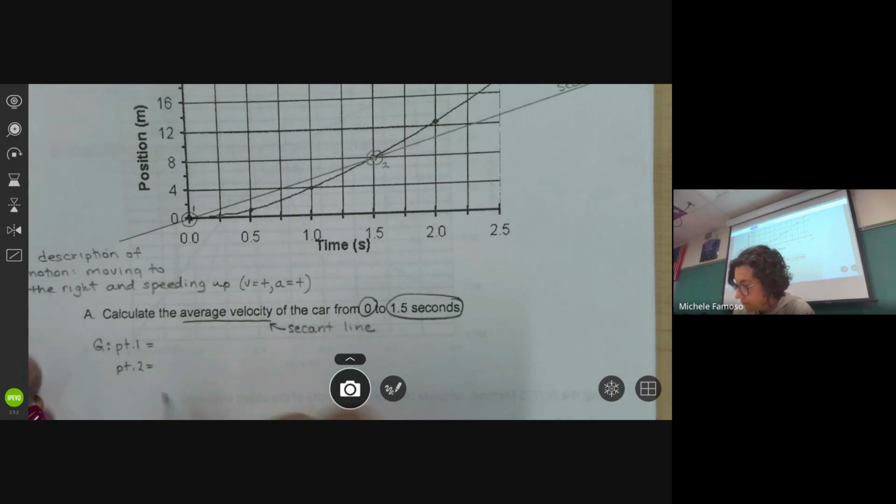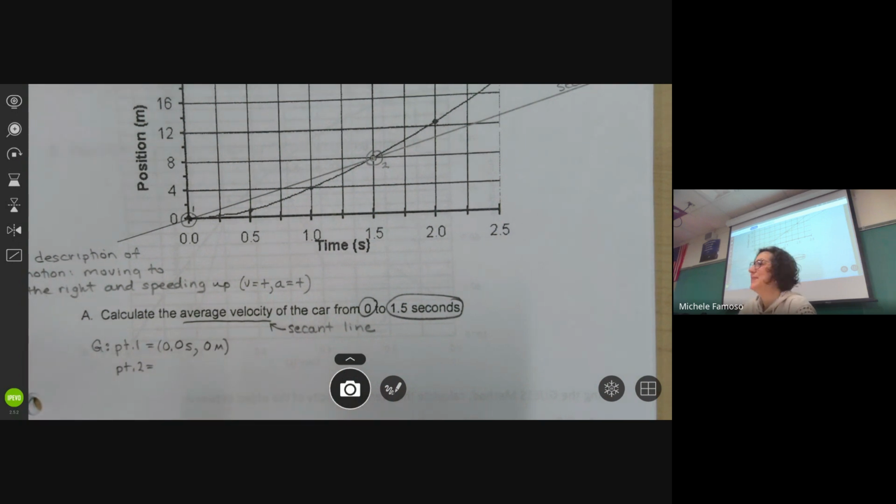Chaudhry. 0.00 meters, comma, 0.0 seconds. Reverse them. It's always the X, comma, the Y. Always. Okay, so 0.0 seconds, comma, 0 meters. Correct. Yep. But you got the correct precision. That's all good. All right.